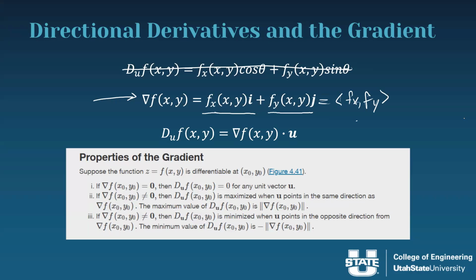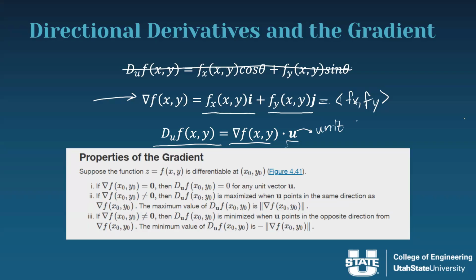Then when we want to take our directional derivative, we do the dot product between our gradient and the vector u. And the vector u is just whatever direction we are taking our directional derivative in. And that u vector is a unit vector, so we need to make sure it has a magnitude of 1 whenever we do it.